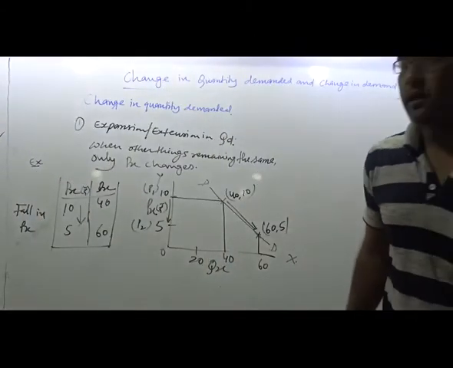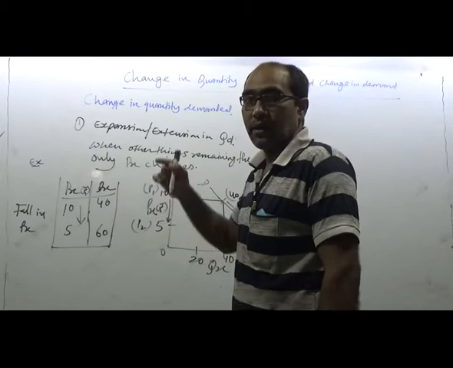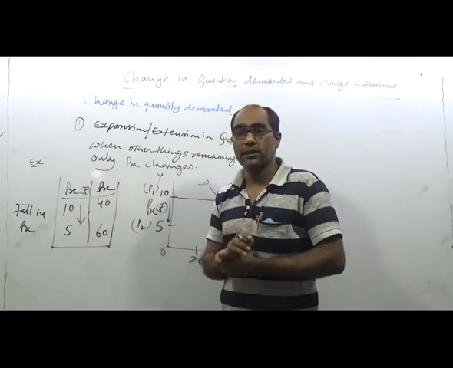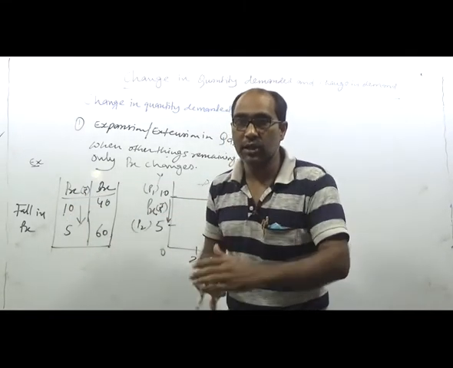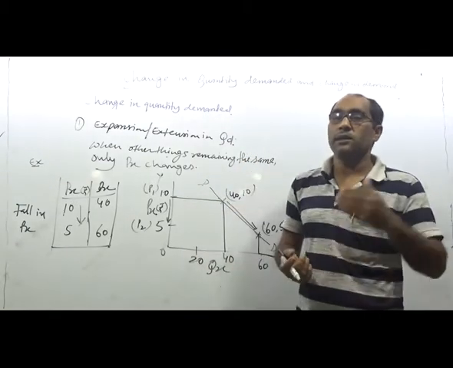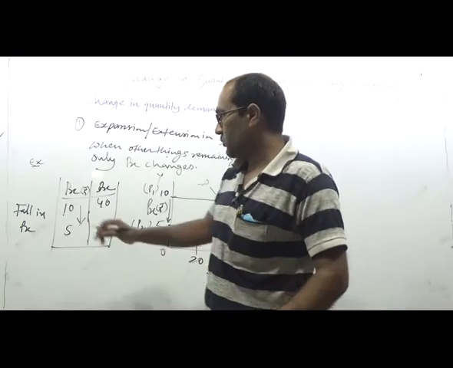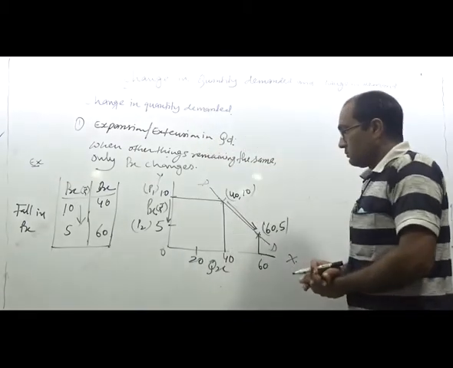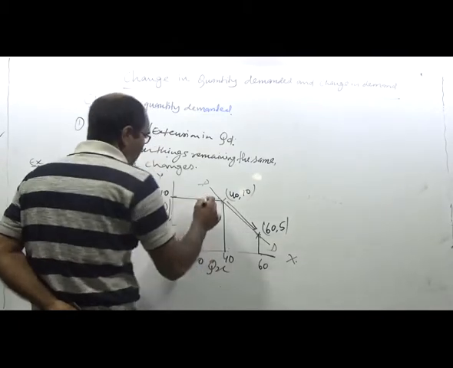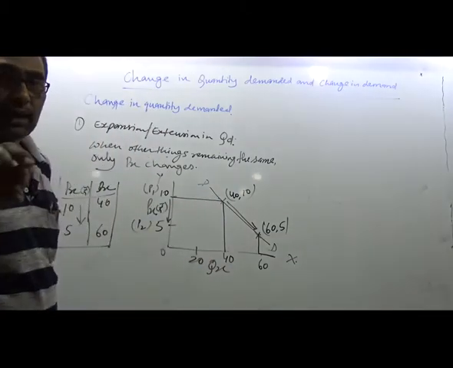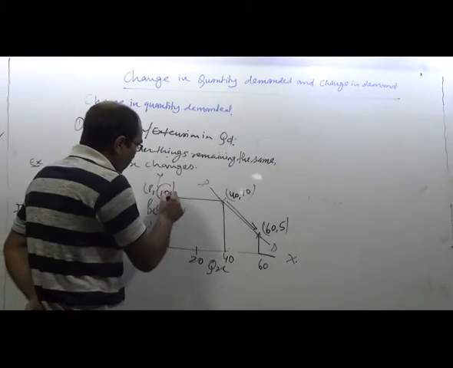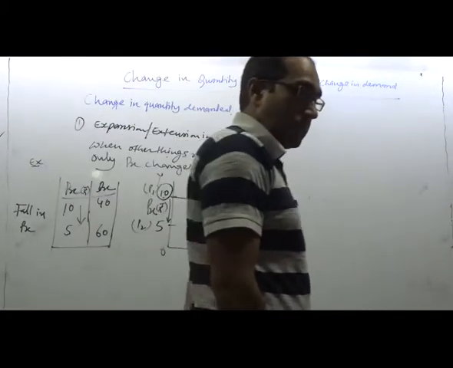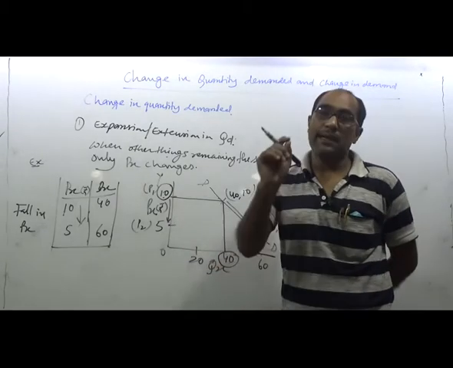When other things remain the same, we are observing the impact on quantity demanded with respect to change in its price. For the change in its price, there are two possibilities: one, increase in price, another, decrease in price. The first, we are dealing with a decrease in price. The price of X falls in the market. See, our consumer was at equilibrium at price rupee 10 by purchasing 40 quantity of X.